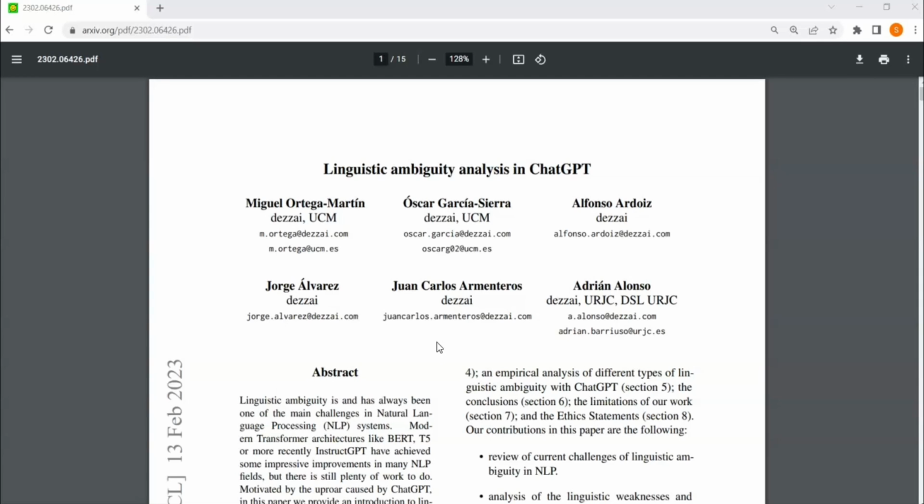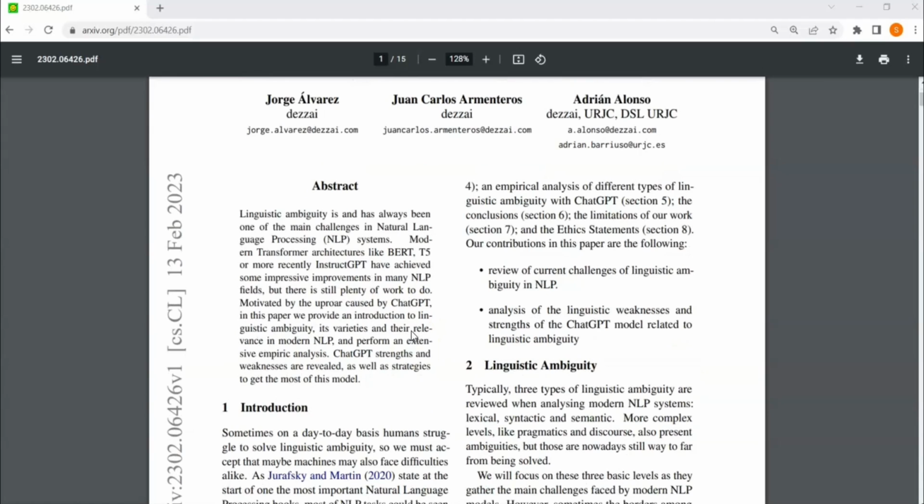Now let's look at the abstract of the paper. Linguistic ambiguity is and has always been one of the main challenges in NLP systems. Modern transformer architectures like BERT, T5, or more recently InstructGPT have achieved some impressive improvements in many NLP fields, but there's still plenty of work to do. Motivated by the uproar caused by ChatGPT, in this paper we provide an introduction to linguistic ambiguity, its varieties, and their relevance in modern NLP, and perform an extensive empiric analysis. ChatGPT's strengths and weaknesses are revealed, as well as strategies to get the most of this model.